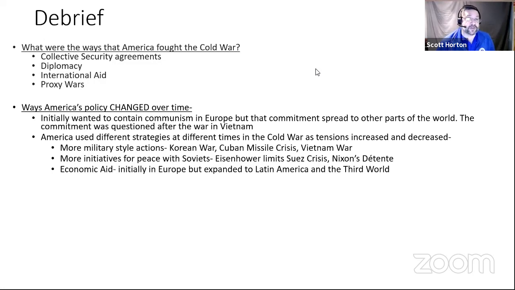But that commitment to containment eventually spreads to other parts of the world. Eisenhower, for example, will spread the commitment to contain communism into the Middle East as just a quick example. Fighting in Southeast Asia, in Vietnam, is another example of a growth of that commitment. Stopping the spread of communism in Latin America will be part of that story as well.